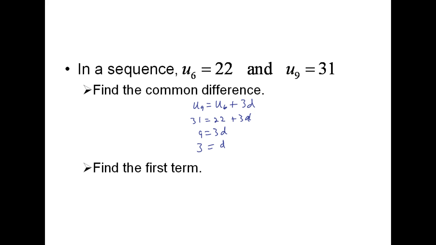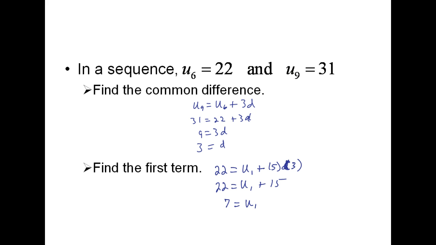Finding the first term, we'll use u sub 6 to do this. 22 has to equal the first term, which is what we're looking for, plus, if 22 is the sixth term, I need to multiply 5 times d. That's n minus 1 times d, and d was 3. Excuse me, I don't need to put the d in there, I need to put the 3 in there. So 22 is equal to u sub 1 plus 3 times 5, which is 15. And so 22 minus 15 is 7. So u sub 1 is 7.